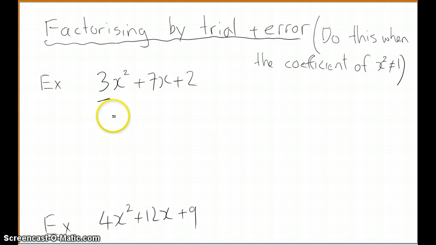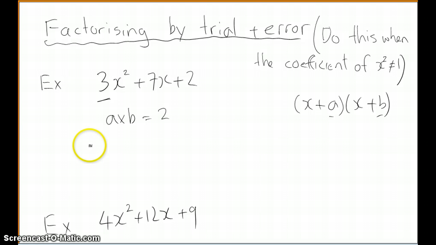But the thing that doesn't change is a times b, and by a and b I mean these numbers over here, the a and the b, still have to multiply to give 2. Now that's a huge advantage if there is only one factor of 2, which there is, only 2 times 1. So it has to be 2 and 1.